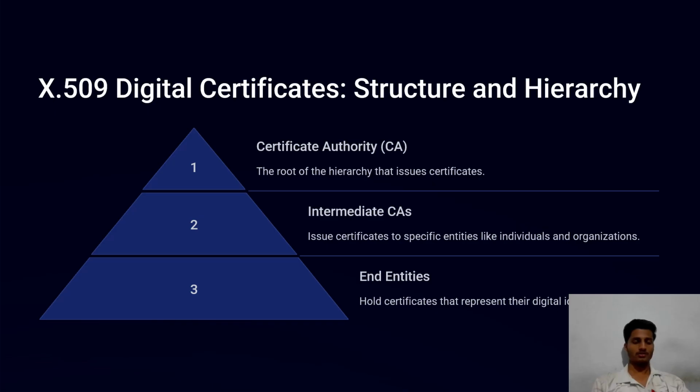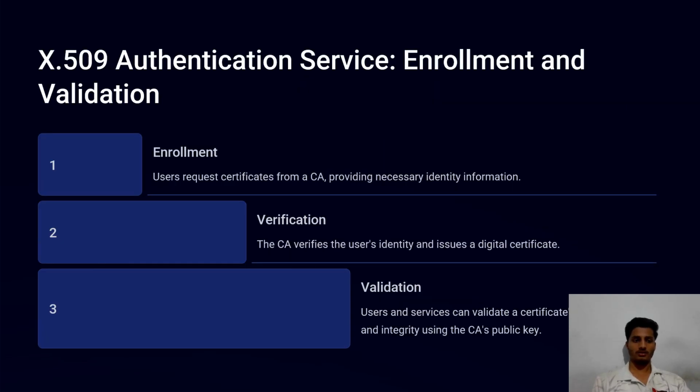X.509 digital certificates: structure and hierarchy. There are three levels in the hierarchy. The first is the Certificate Authority, the CA, the root of the hierarchy that issues certificates. Then intermediate CAs, which issue certificates to specific entities like individuals and organizations. And entities hold a certificate that represents their digital identity in the network.